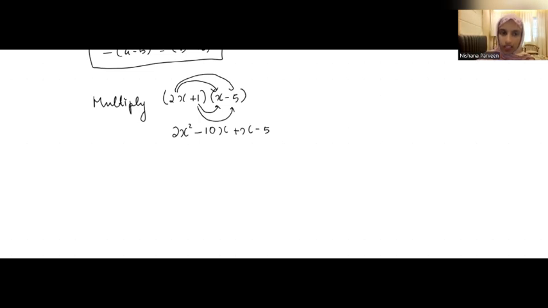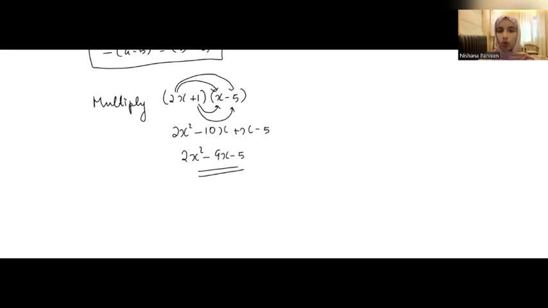So you just look, first I completed 2x with all the terms in the other bracket. Then I went to 1. Then I completed 1 with each term in the other bracket. So now I can simplify: 2x squared minus 10x plus x will give me 2x squared minus 9x minus 5. Got it? This is how you can do it.